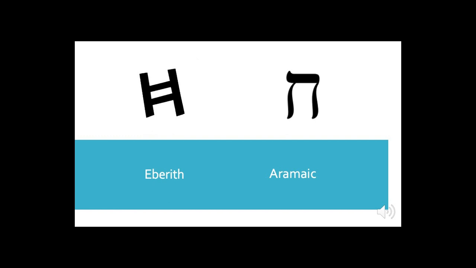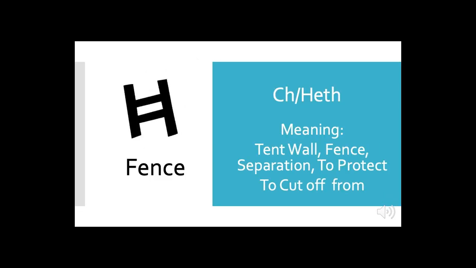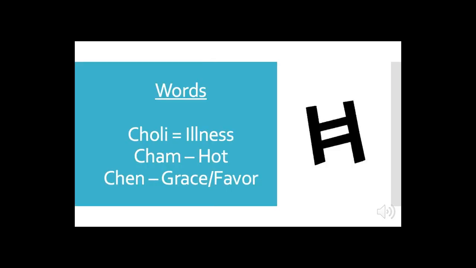Okay, and the meaning that's assigned to this letter, to Het, is fence. So it's something that surrounds and protects. The additional meanings are inner tent wall, separation. If you put a fence around something, you're separating it, so it's separation. Sometimes you'll put that fence around something to protect it or to cut it off from something else. These are the concepts of this letter.